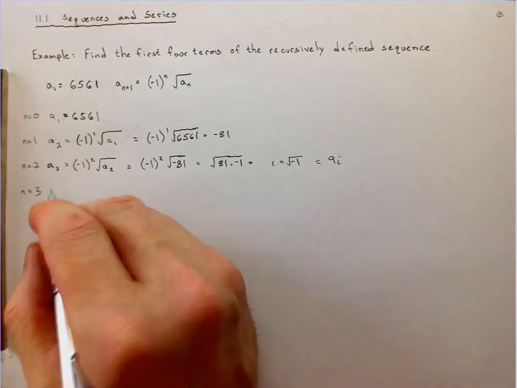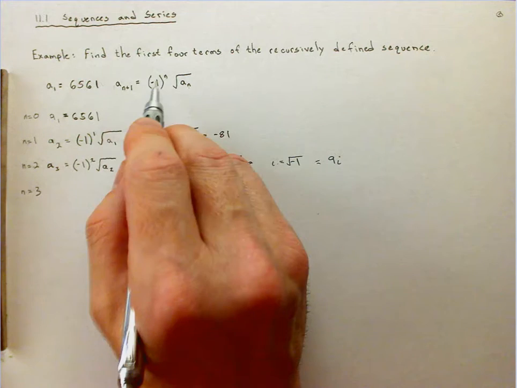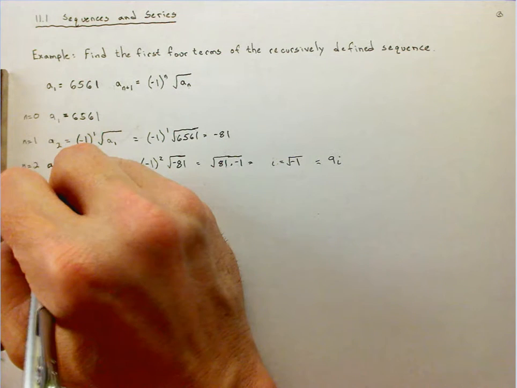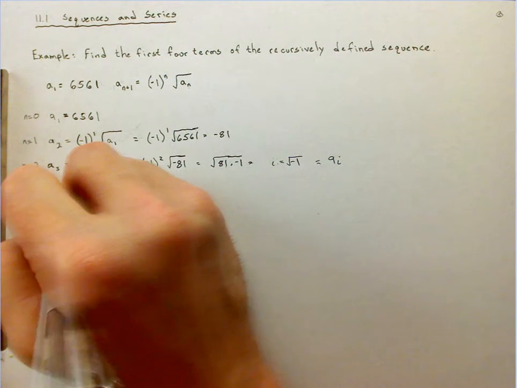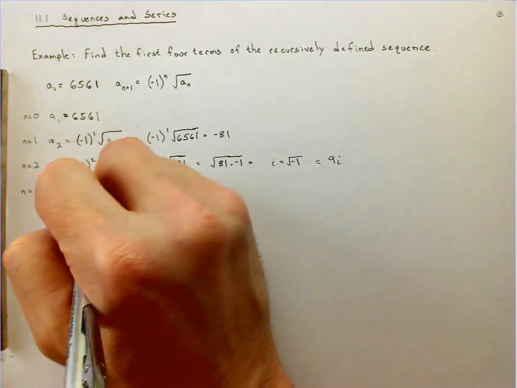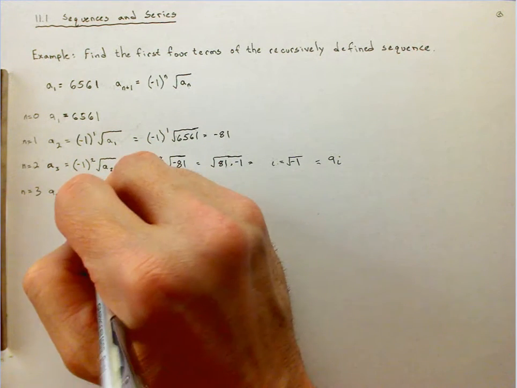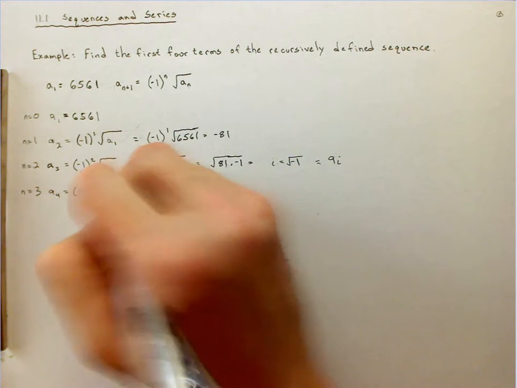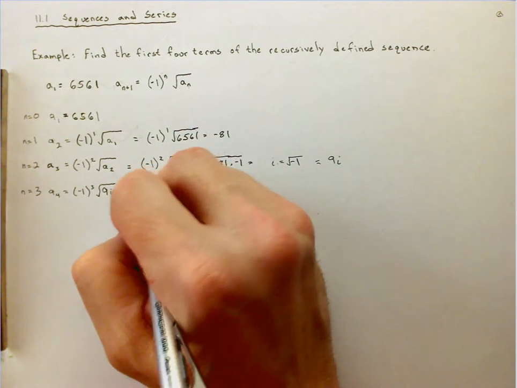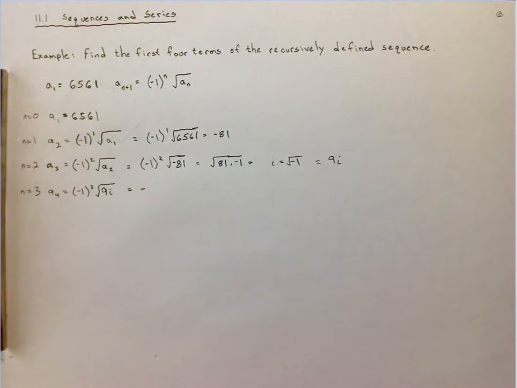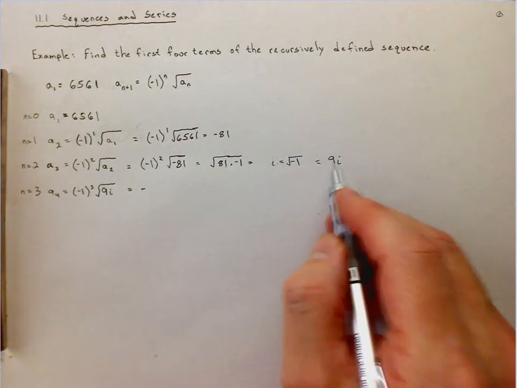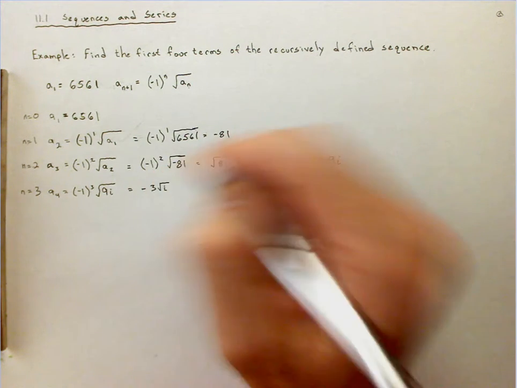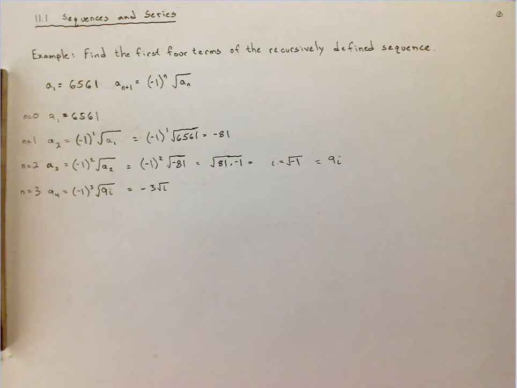And the next one, n equals 3, so everywhere there's an n, I replace it with the number 3. So it becomes a sub 4. A sub 4 equals a negative 1 cubed, remember because n equals 3, times a sub 3, and we found out that that was 9i. A negative 1 to the third power is a negative, and 9i simply gives me a negative 9, and that i just has to remain under the radical. So a negative 9 square root of i.